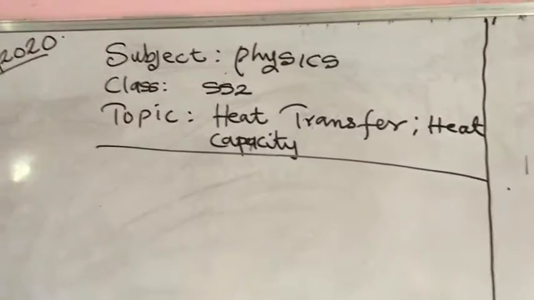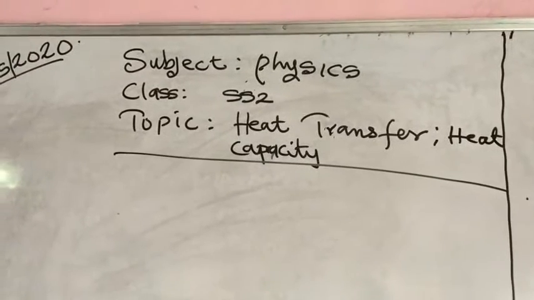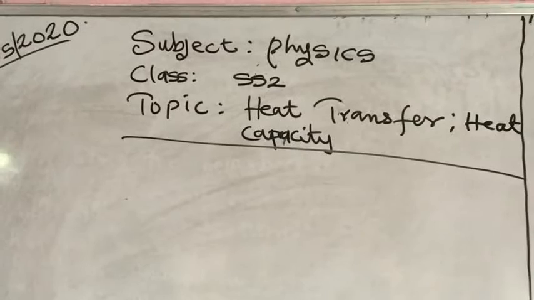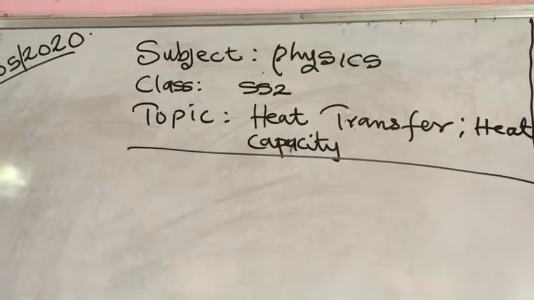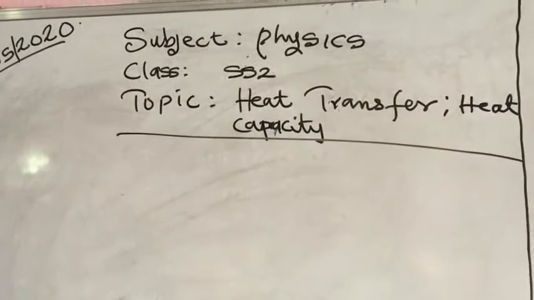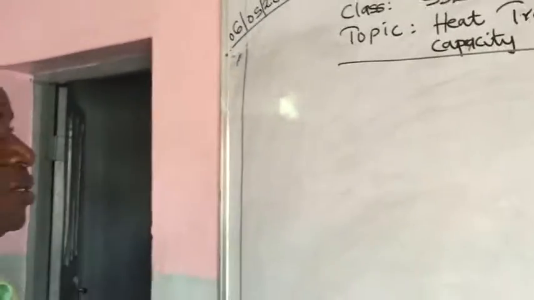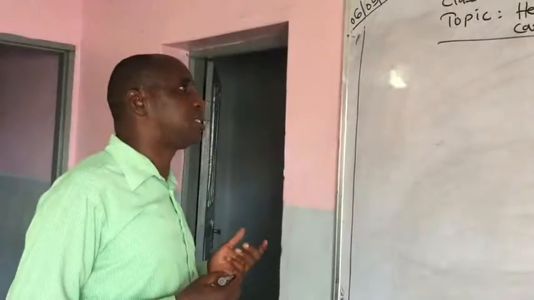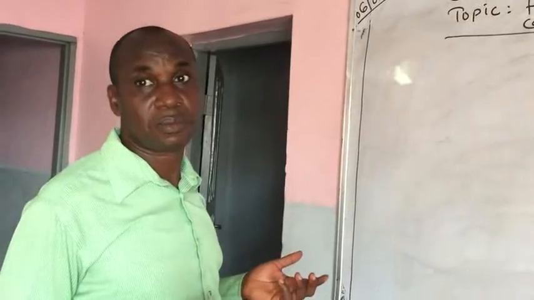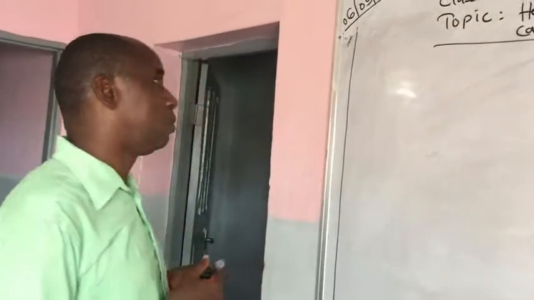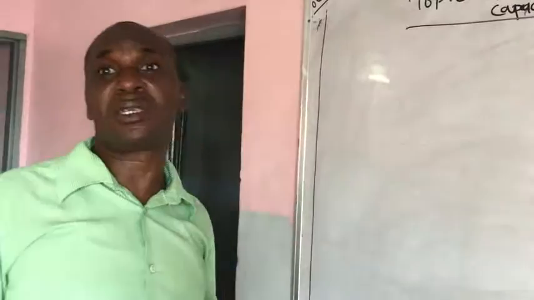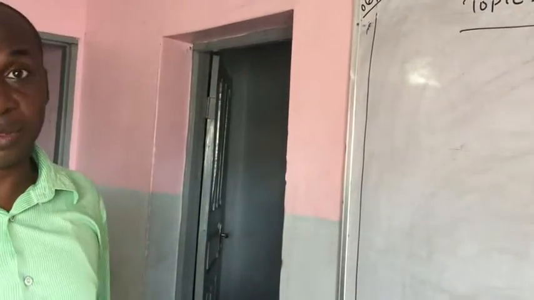Heat is a concept of energy, and everywhere we see heat: at home, by your stove, by your cooker, you feel heat when you light up the stove. So now we want to talk about how this heat is transferred. First of all, when a body transfers heat, the amount of heat transferred depends on certain factors.